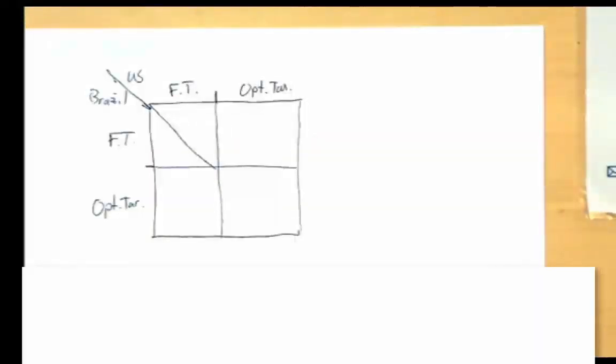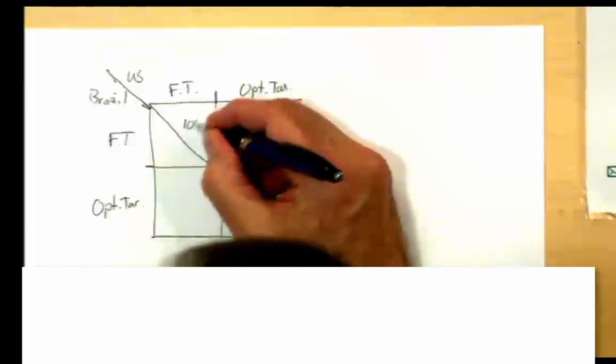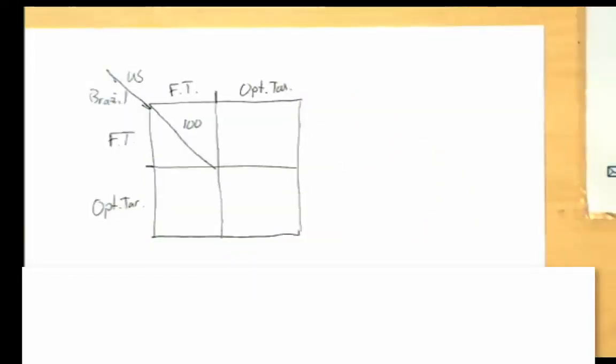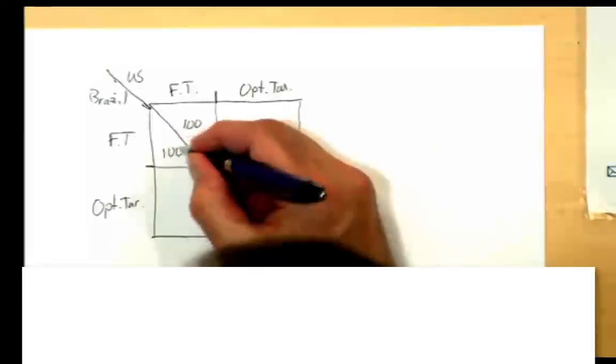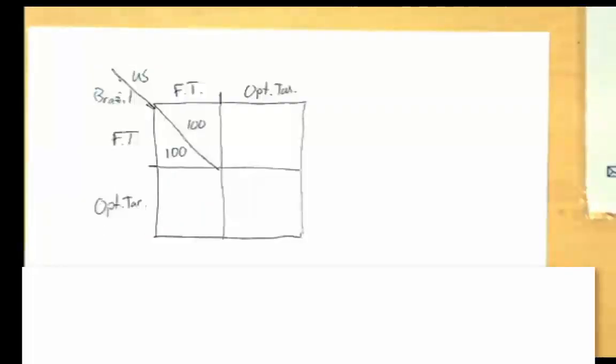Let's imagine that in free trade, we normalize the welfare levels of the two countries to 100 units, like an index approach. So let's say in free trade, the U.S. gets 100 units of well-being for the nation, and Brazil, also in free trade, gets 100 units of welfare. So that's going to be our baseline case. Free trade, zero tariffs everywhere, 100 units of welfare for the two individual countries.